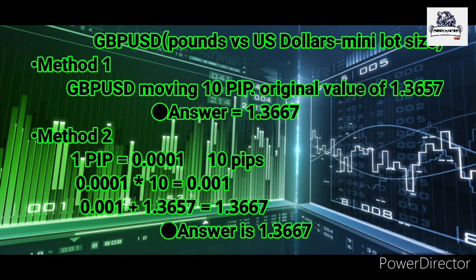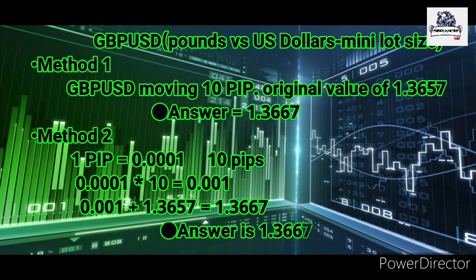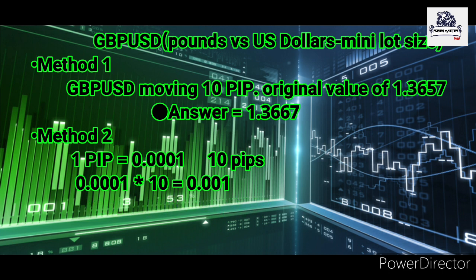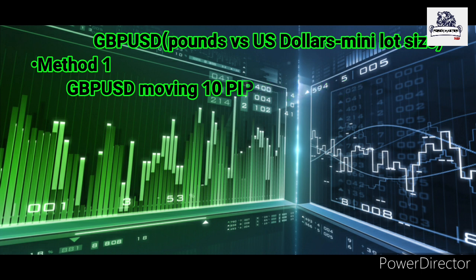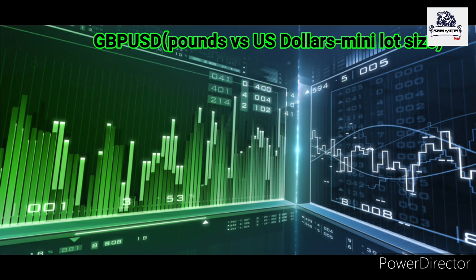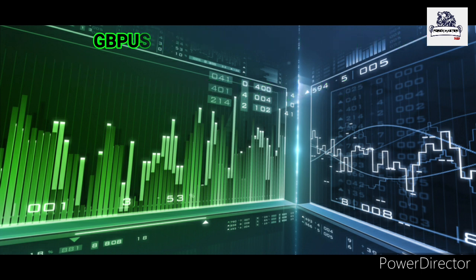And method 2, it's the long method. 1 pip equals 0.0001. For 10 pips, you should multiply it by 0.0001, then the answer is 0.001. You can see a 0 has been reduced, and you should add that to 1.3657. The final outcome is 1.3667. You can see on the screen that with method 1 and method 2, the answers are the same, but both are different methods. One is short and one is long.